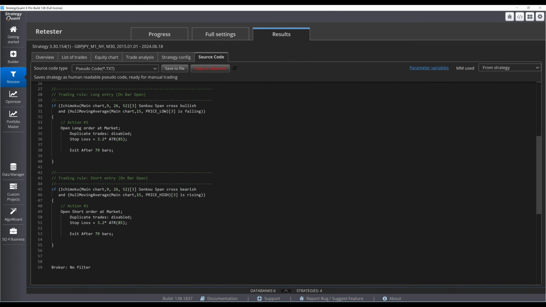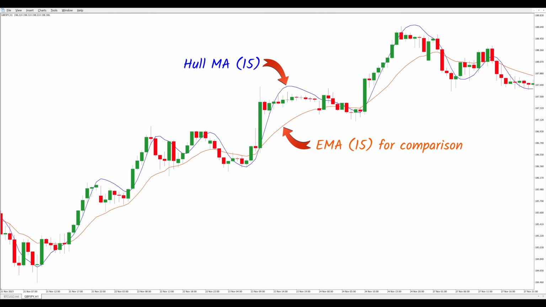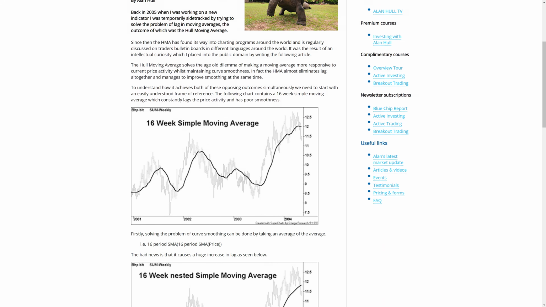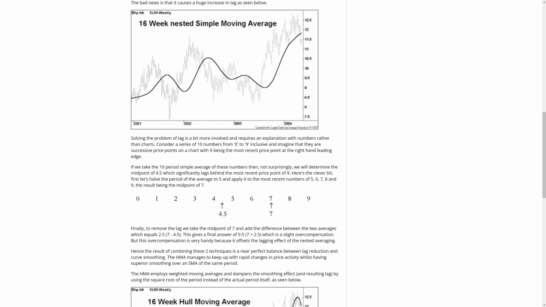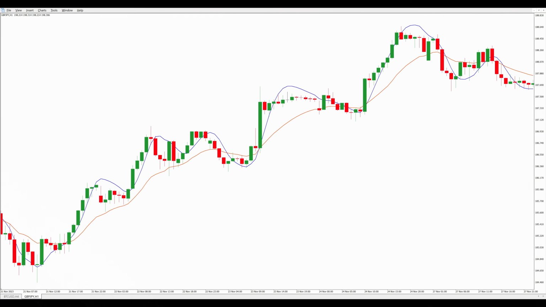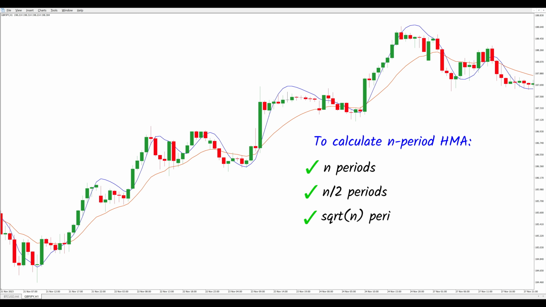In addition to the Kumo twist, the builder added a 15-period Hull moving average condition. The Hull moving average is a combination of weighted moving averages, each using a different look-back period. According to its creator Alan Hull, it strikes a near-perfect balance between lag reduction and curve smoothing. To calculate a Hull moving average, there are 3 look-back periods required. The original n, n over 2, and the square root of n, all rounded down to the nearest integer.